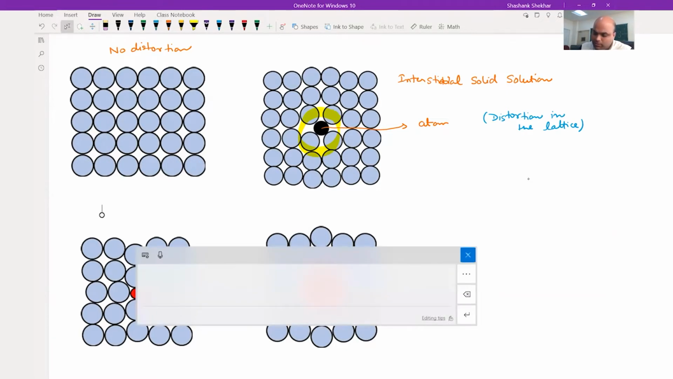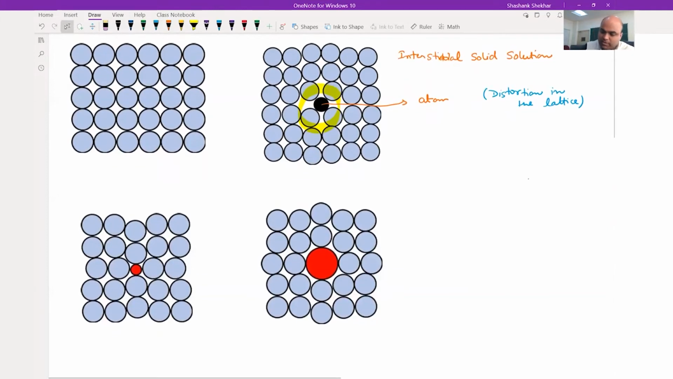Now, the bottom two are for substitutional solid solution. In the first case here, red is the substitutional atom. You can see in the interstitial case we have added an extra atom, which is black. In the substitutional case we are not adding any extra atom, so the number of atoms remains the same as in the first case. The only thing is that we have substituted a blue atom with a red atom.